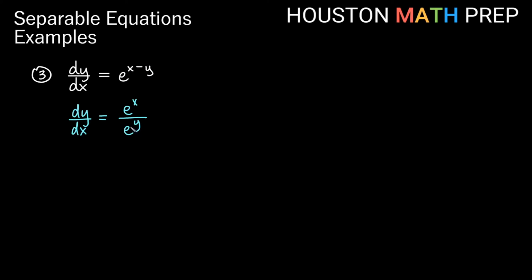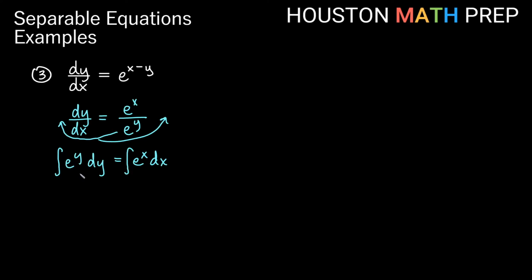And now this is easily separated, right? I can simply move my dx over to the other side, multiply both sides by dx. I can multiply both sides by e to the y. And so then I get the equation that e to the y dy is equal to e to the x dx. We can now take the antiderivative of both sides with respect to their variables.